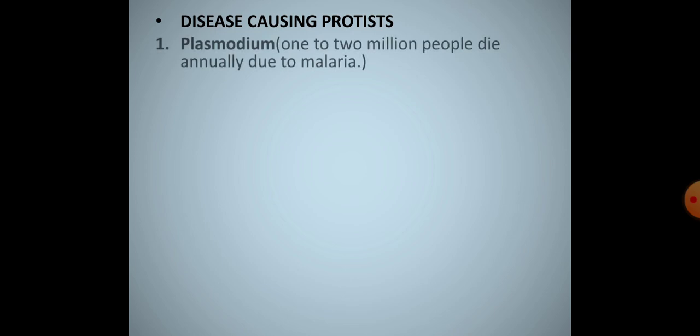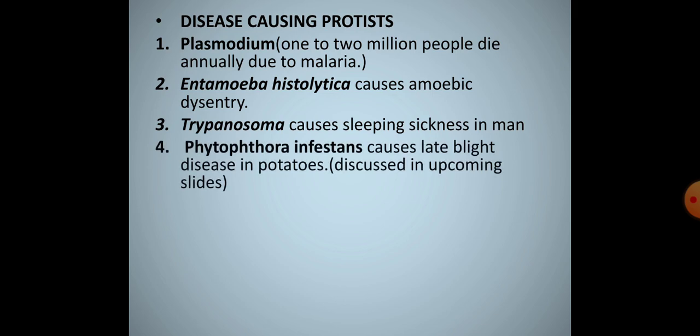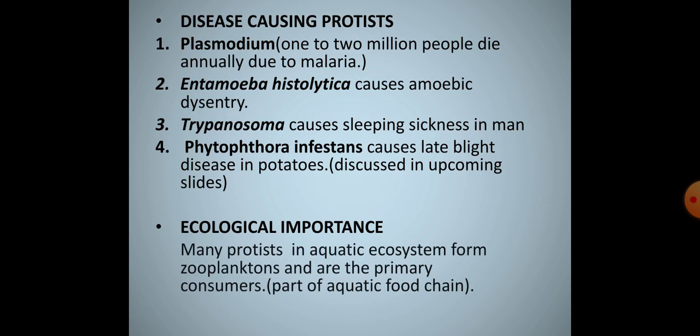Now, disease-causing protists are another important aspect of protists. Plasmodium, that is the malarial parasite, and 1 to 2 million people die of malaria annually. That indicates how important this parasite is. Entamoeba histolytica causes amoebic dysentery. Trypanosoma causes sleeping sickness in man, especially in African countries. Phytophthora infestans is a plant parasite which causes late blight disease in potatoes, and will be discussed in the upcoming slides.